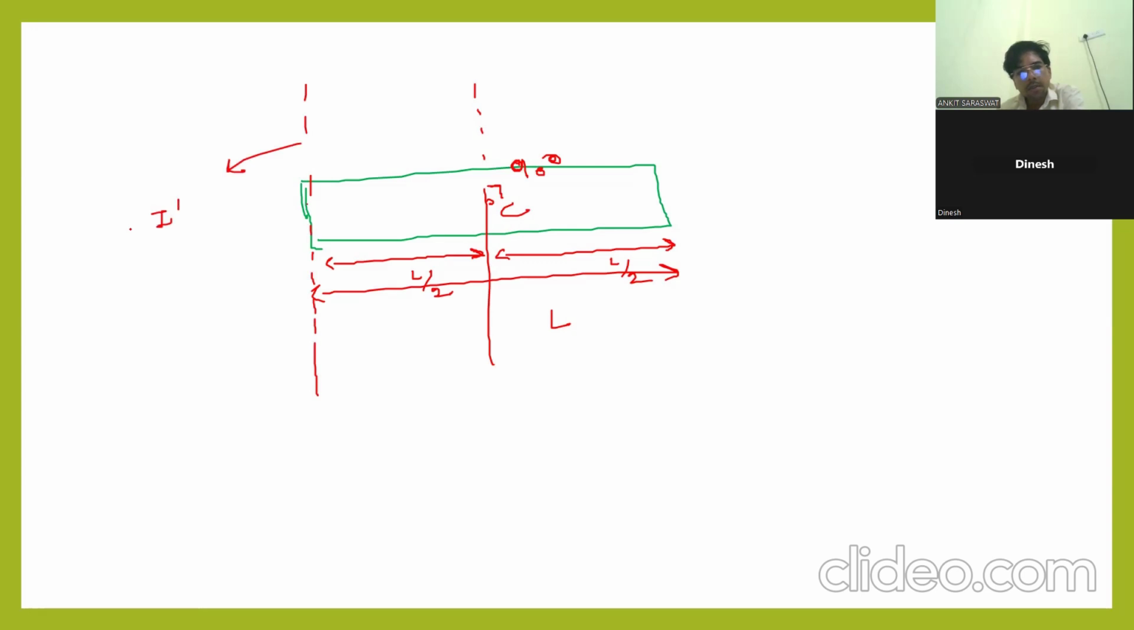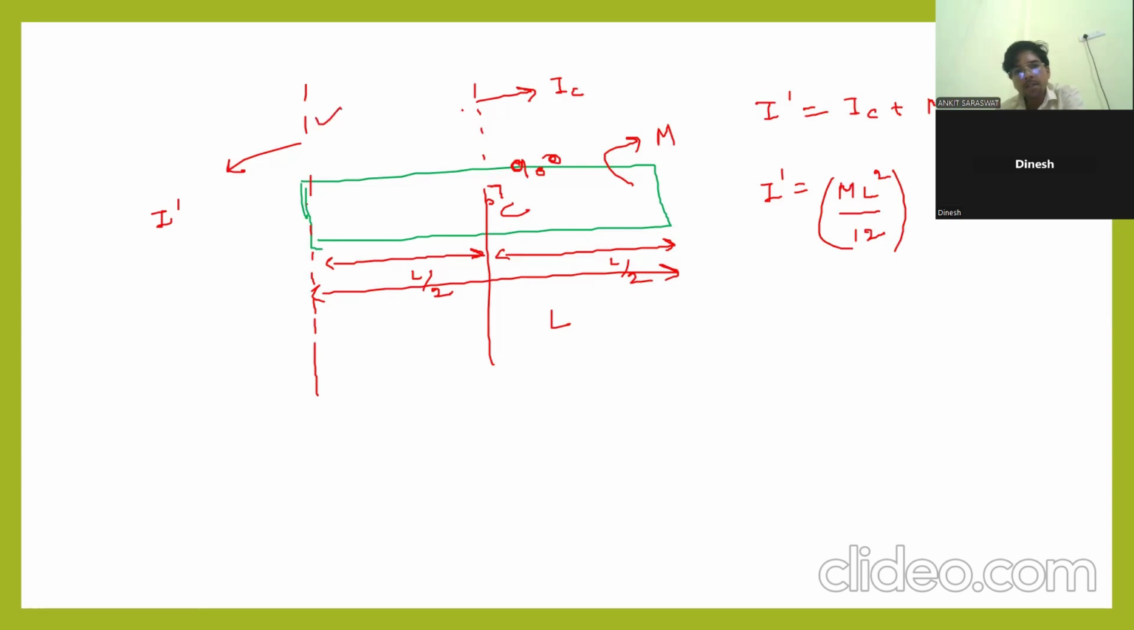Then we will use the parallel axis theorem. Moment of inertia about this axis is IC. So I dash will be what? IC plus mass of the rod multiplied by the square of the distance between them, like this. IC is what? You know very well, ml square by 12, for the axis passing through the center and perpendicular to its plane.